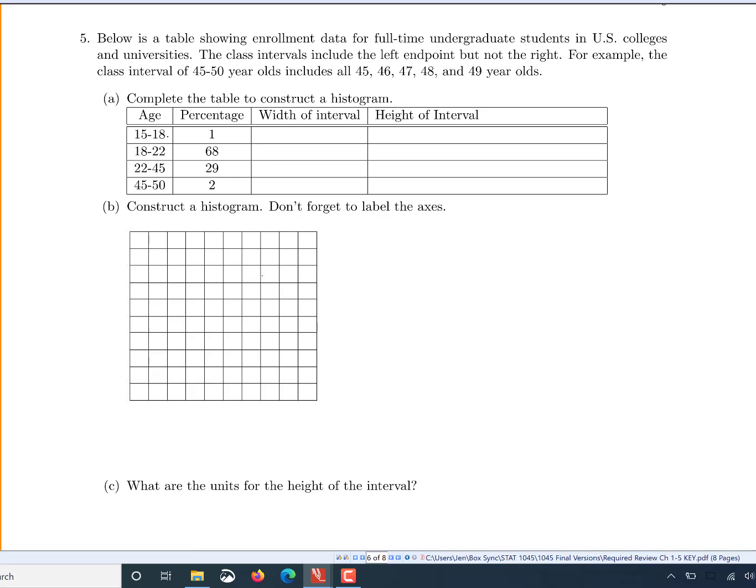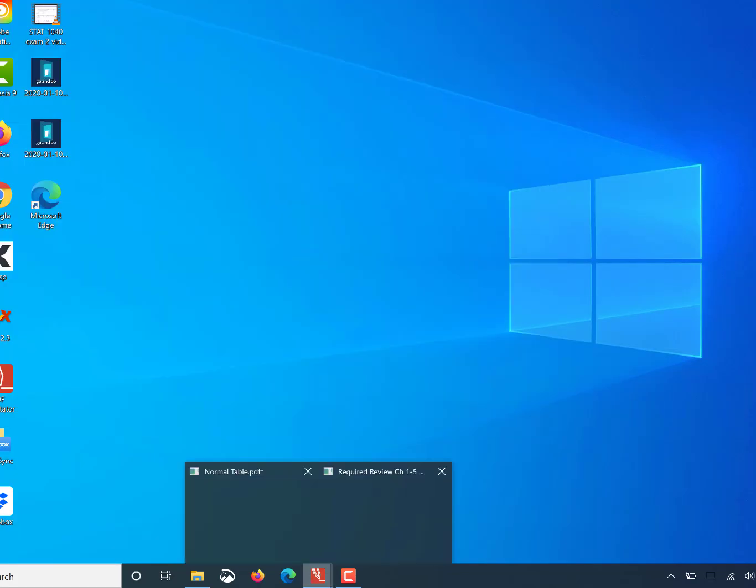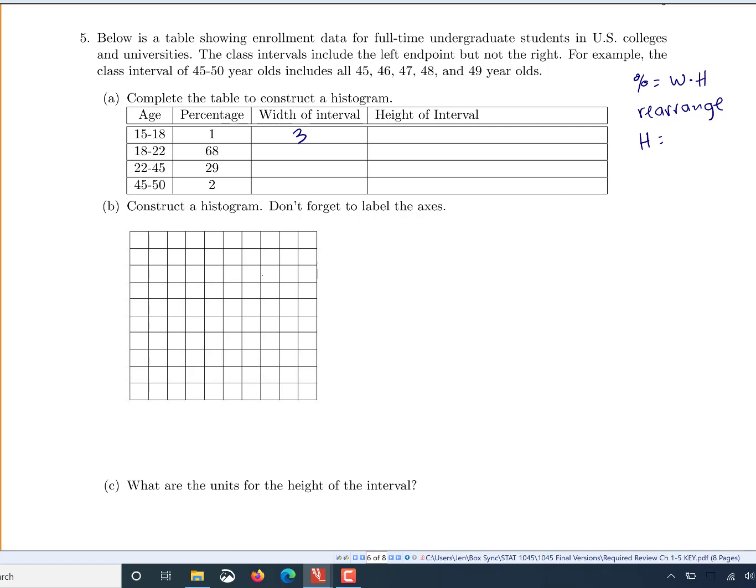So from the age 15 to 18, that's a gap of 3. You can find that by 18 minus 15, so my width is 3. But how will you find your height? Well, remember, we know that percentage equals height times width. Actually, I think we usually write width times height. Doesn't really matter. Which means if you want to rearrange and try and get h by itself, I divide both sides by my width. And so your height is going to be equal to your percent divided by your width.